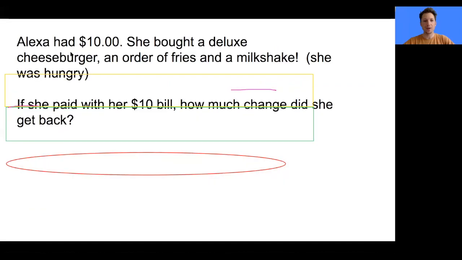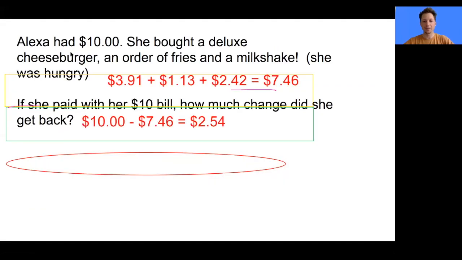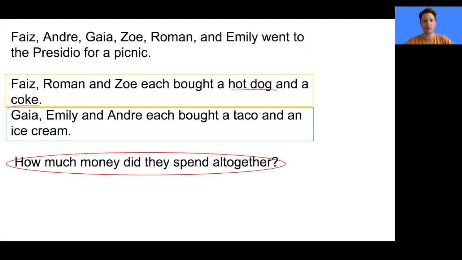So let's keep going. Here we go. Already have seen this. All right, so here we are. The first group bought a hot dog and a Coke, and the price of those, I'm going to write it right over here, for the hot dog was $1.28, and the Coke was $1.25. And what I need to do first is add up what this order costs for one person.